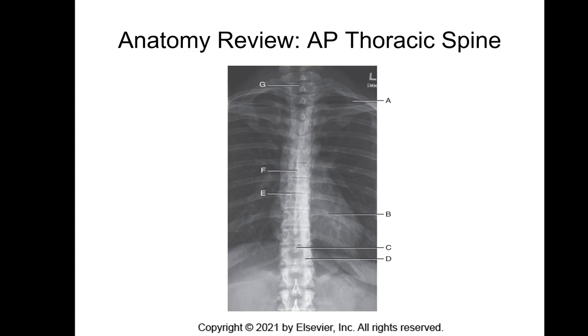D we talked about, that is T12. E is the intervertebral disc space between T8 and T9. So let's look at E. So E is just pointing to the disc space here. You would count your vertebrae and know that this is T9 and this is T8. So that's the intervertebral disc space between those two vertebrae. F we already established was T7, and G we established was T1. Notice the nice tight collimation here. There is no need to include the entire chest if we're just looking at that T-spine.